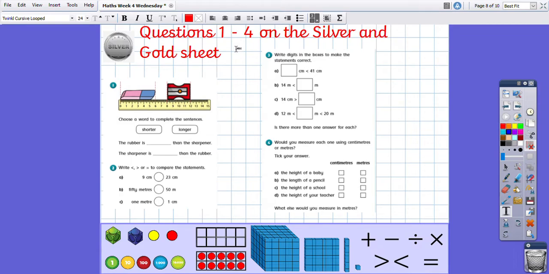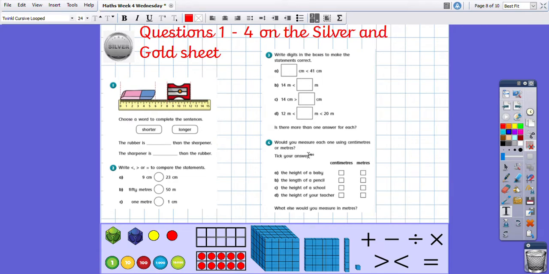Silver, you've got questions 1 to 4 on the silver and gold sheet. So you need to use the words to complete sentences about the rubbers and the sharpeners. Use your greater than, less than and equal signs to compare the lengths. You need to write digits in the boxes to make the statements correct, so think of some numbers. Is there more than one answer for each? As an extra challenge, see if you can come up with 2 answers for each.